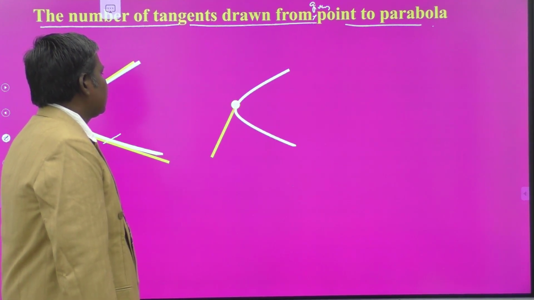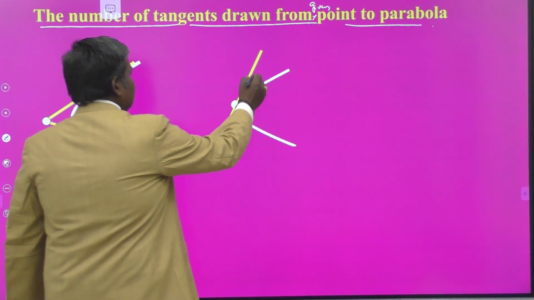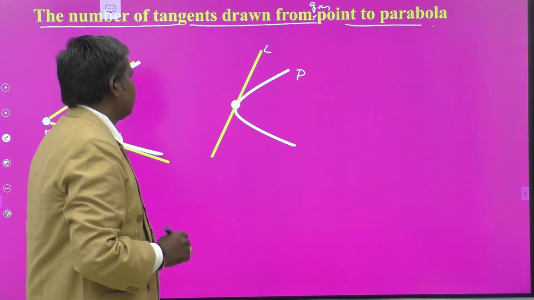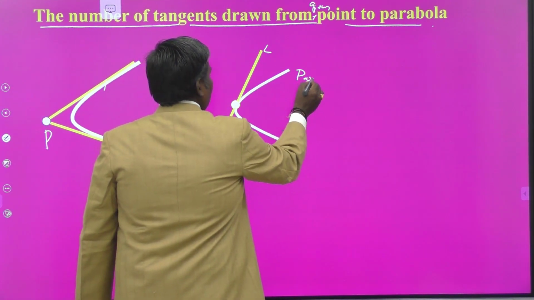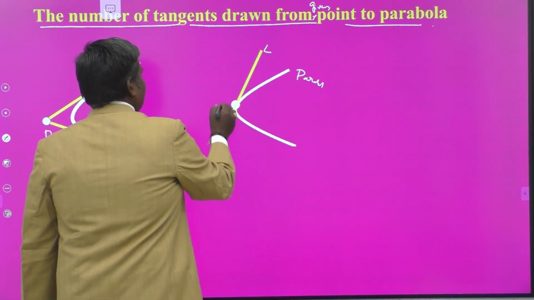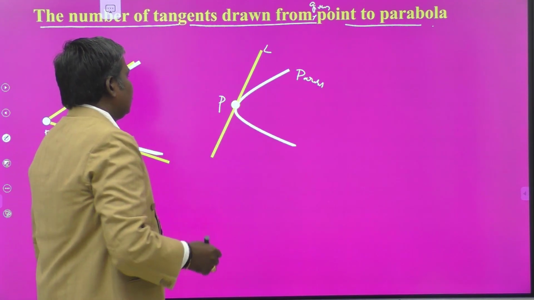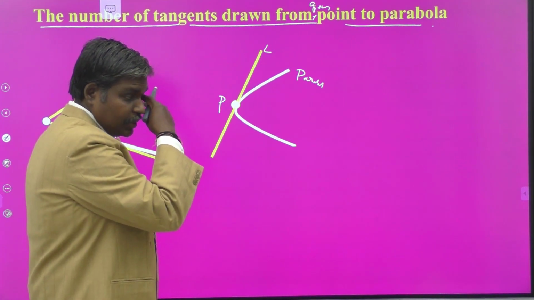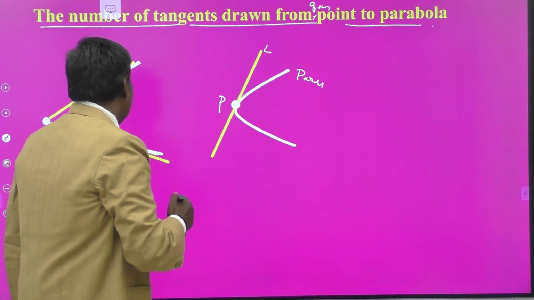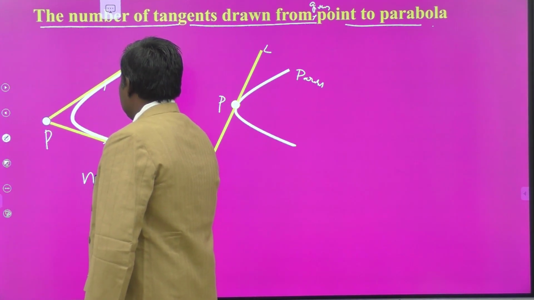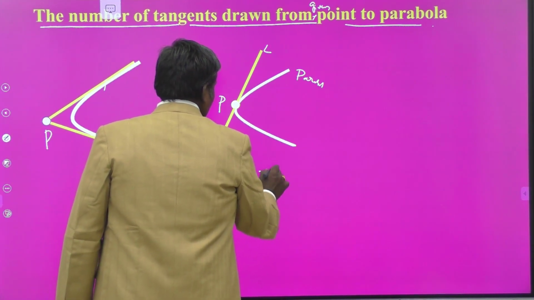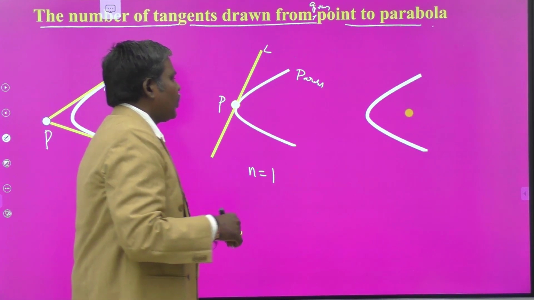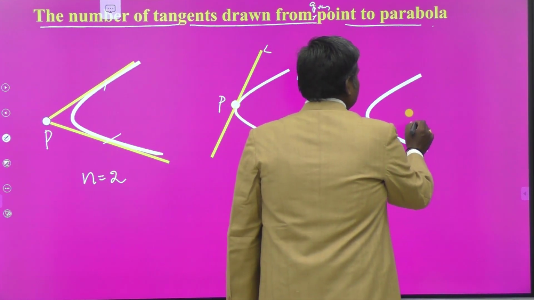Okay. Now the second case. This is the parabola. This is the point of contact. So this is the line, this is the parabola, touching the parabola at only one point. This P is called the point of contact. That means your point is on the parabola. The number of tangents drawn from the point to the parabola is only 1. Here the number of tangents is 2, my dears. Here the number of tangents is only 1. And see one more. This is the parabola. This is the point which is inside the parabola.